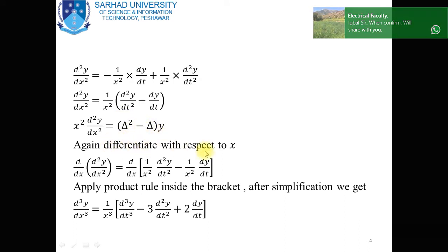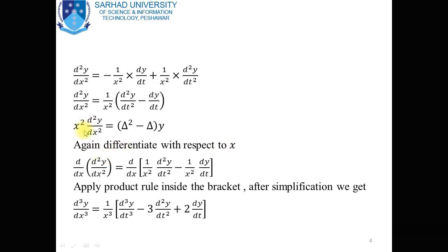Again differentiating with respect to x, we obtain d/dx of d²y/dx² = d/dx of (1/x² d²y/dt² minus 1/x² dy/dt). Apply the product rule inside the bracket. After simplifications we get d³y/dx³ = 1/x³ into (d³y/dt³ minus 3 d²y/dt² plus 2 dy/dt).